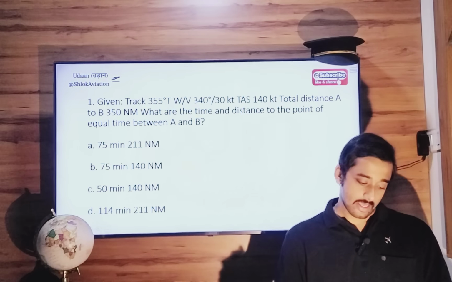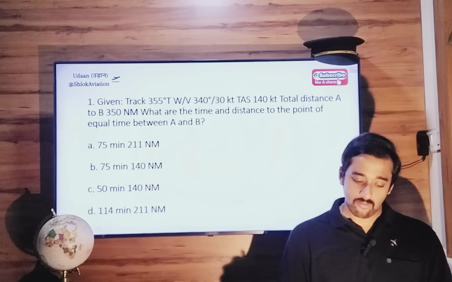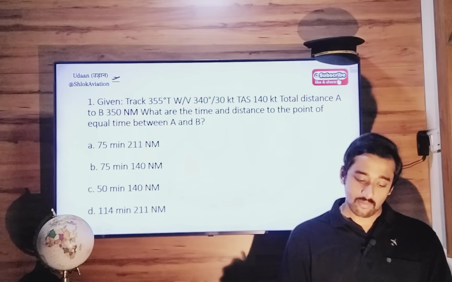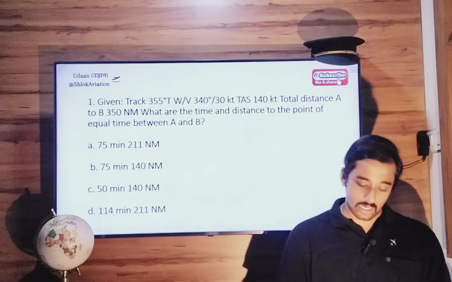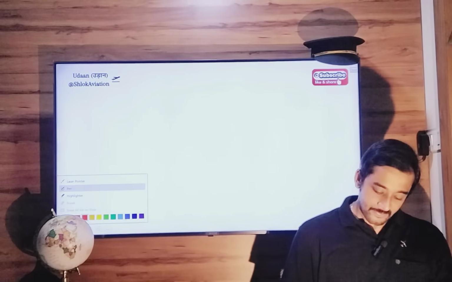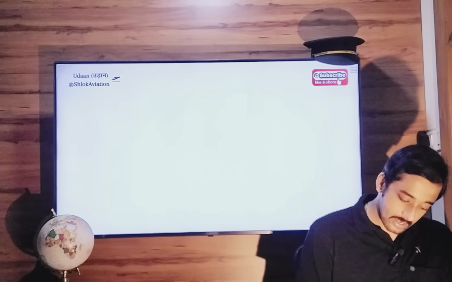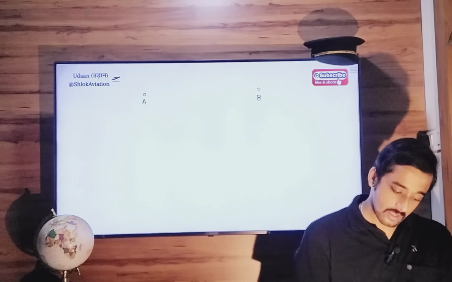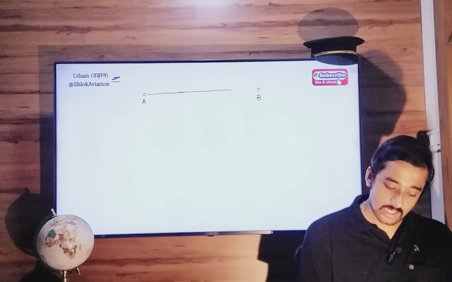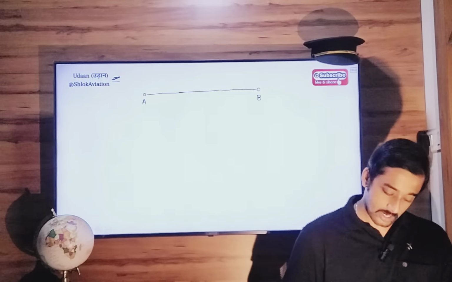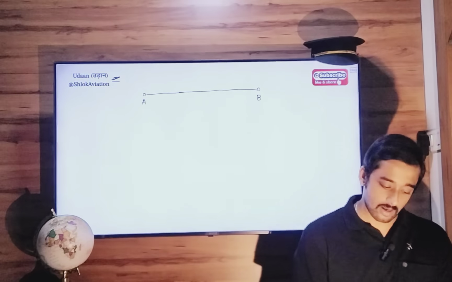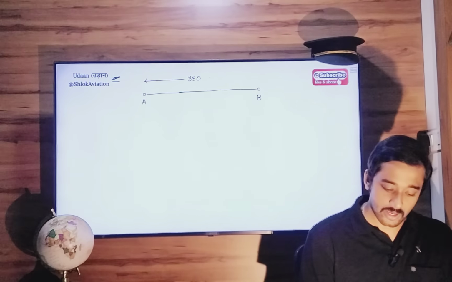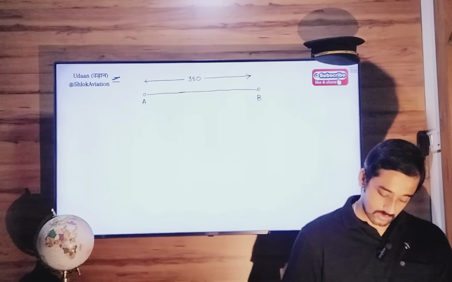Question number 1. Track is given, winds are given, task, total distance is given. What are the time and distance to the point of equal time between A and B? So point A is here, point B is here. The total distance between point A and point B is 350 nautical miles.